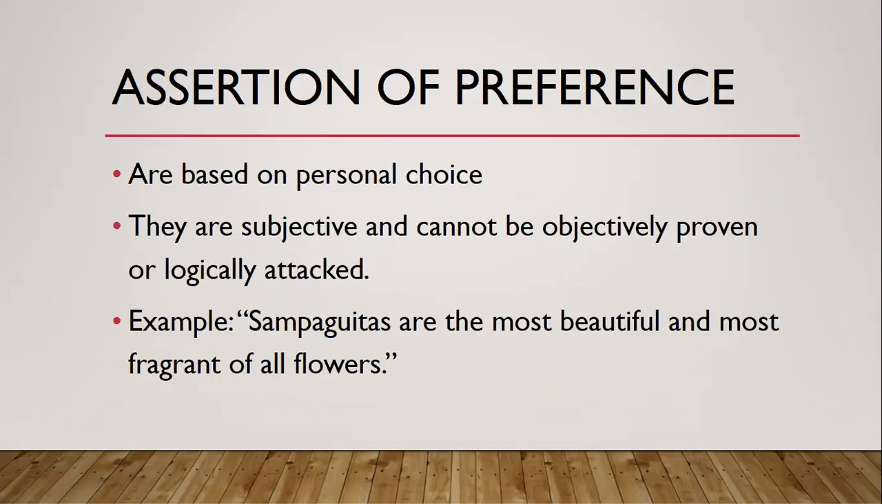Assertion of preference. These are based on personal choice. They are subjective and in no way can be objectively proven or logically attacked. Example, sampagitas are the most beautiful and most fragrant of all flowers. Mura ra po na siya moingon ko nga, let's say, Catriona Gray is the most beautiful Miss Universe ever. So, it's like based on my personal choice nga. Si Catriona ang pinakagwapa. Nga si Sampaguita ang pinakagwapa o pinakahumot nga bulak. So, it's like, para sa imuha, pwede siya nga, siya ang pinakagwapa o pinakahumot nga bulak. But to some, naiuban bahuan sa Sampaguita, dili gwapahan sa Sampaguita.